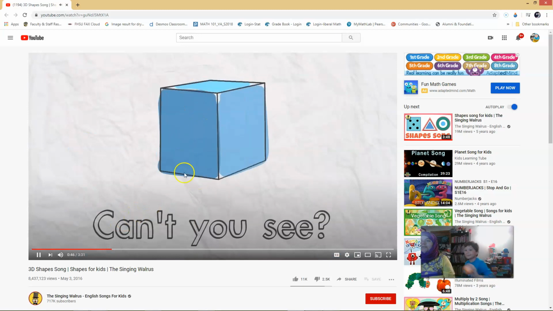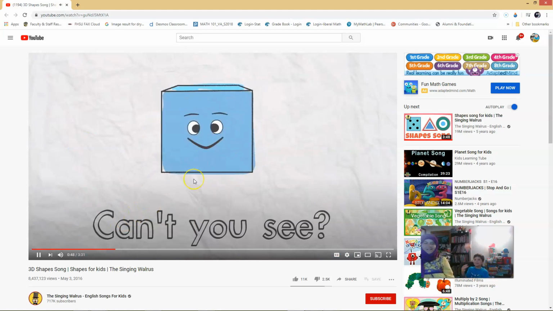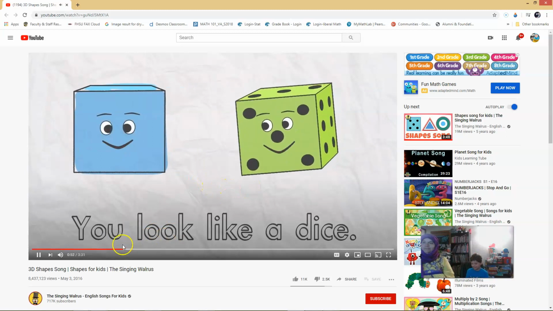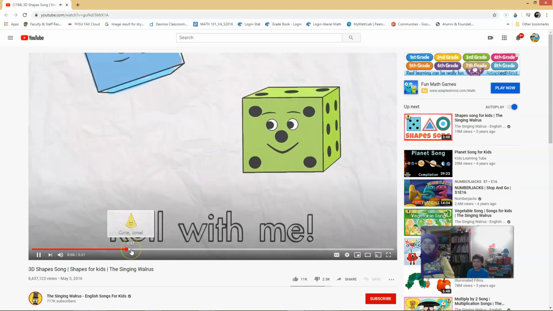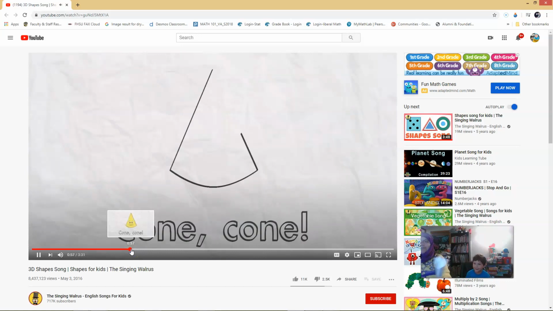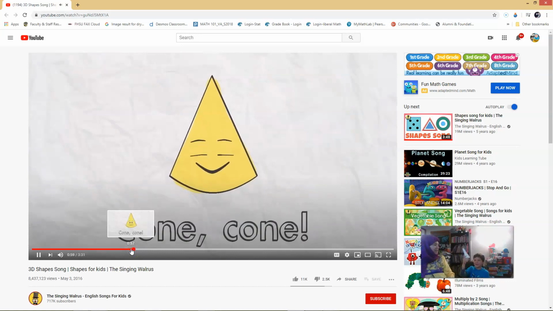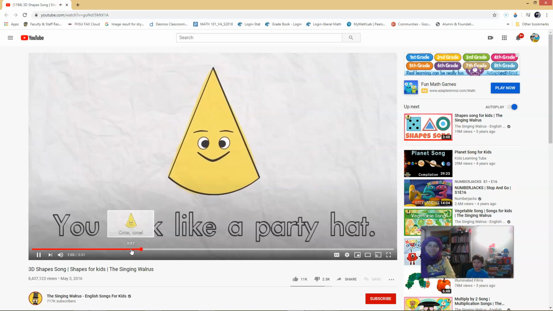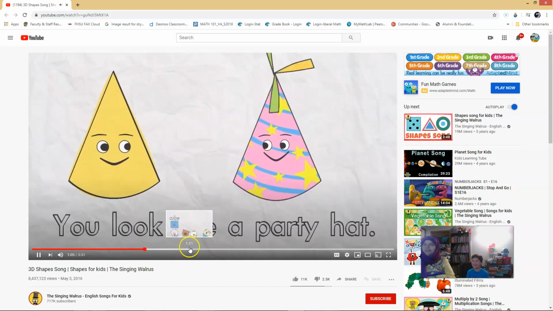So this is the cube. Nice cube, Noor. Thanks. It is a dice. Nice dice, Noor. What about this one? A cone. A cone. Party hat. It says party hat. Yep, and now draw.